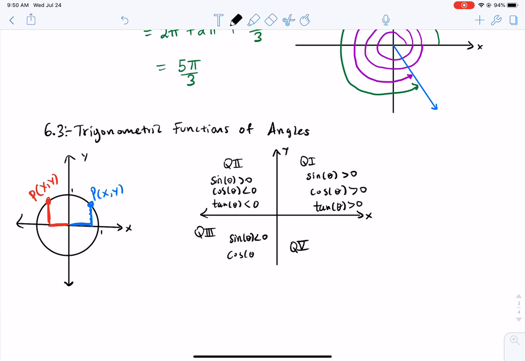Cosine is negative, tangent is positive. There you go. And then this is positive. Do you guys agree with that? Yeah, good. And you can always use the unit circle as a reference.